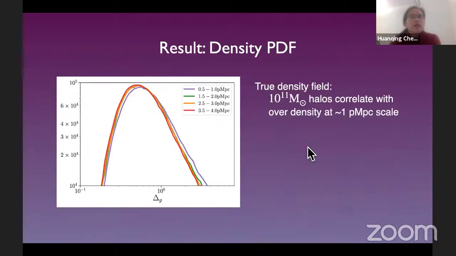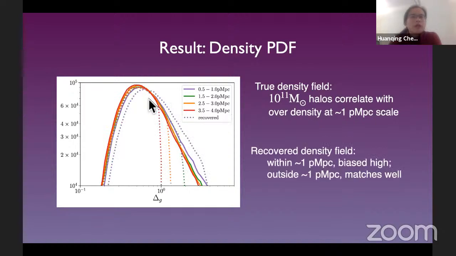So with this method, we naturally want to know how we can reconstruct the density probability distribution function, which is usually a very useful statistical tool. So here I show the true density field calculated directly from the simulation and smoothed by a Gaussian kernel of 25 kilometers per second. As we expected, in the central region, because the massive halos correlate with the overdensity, this inner region has a systematically denser PDF than the rest, while outside of this region, the PDF looks very similar.